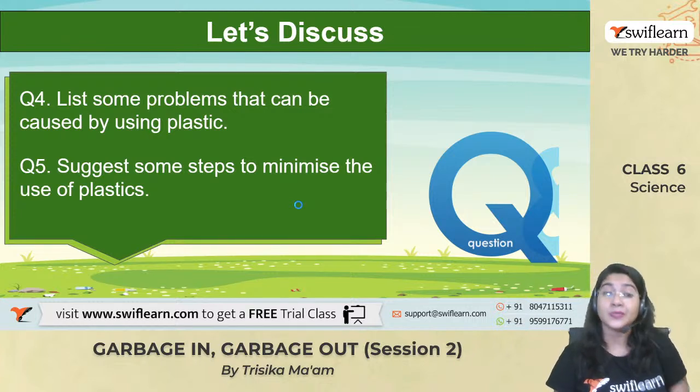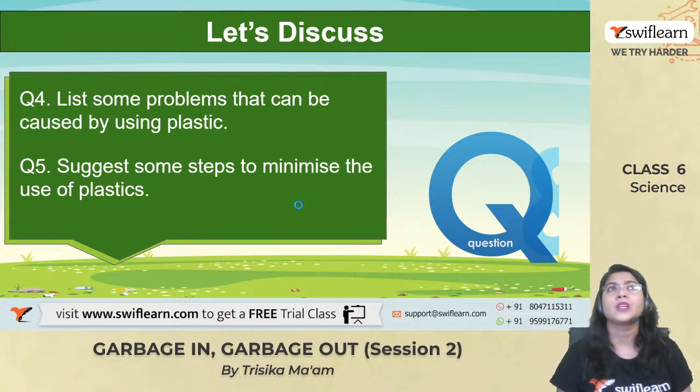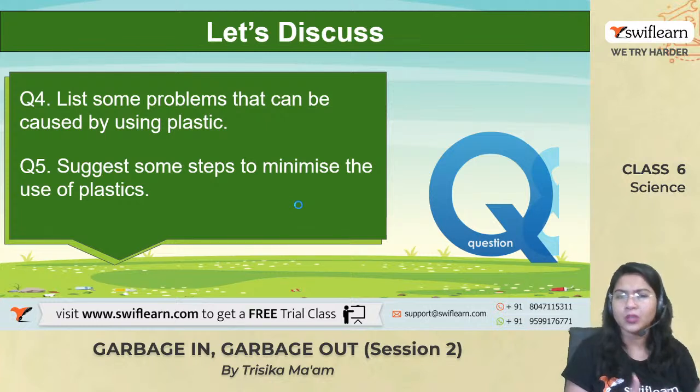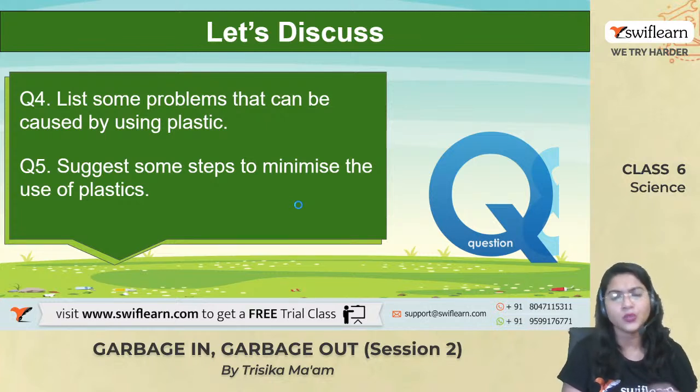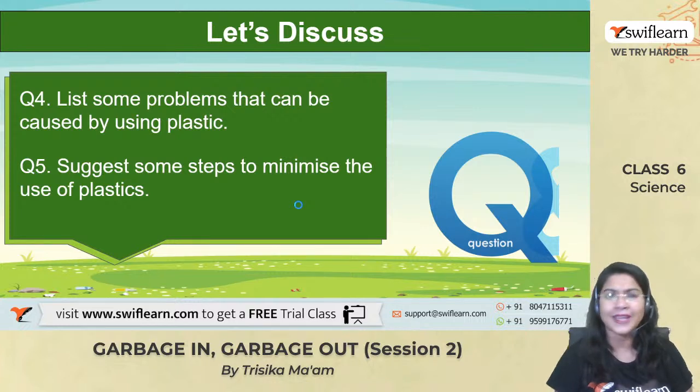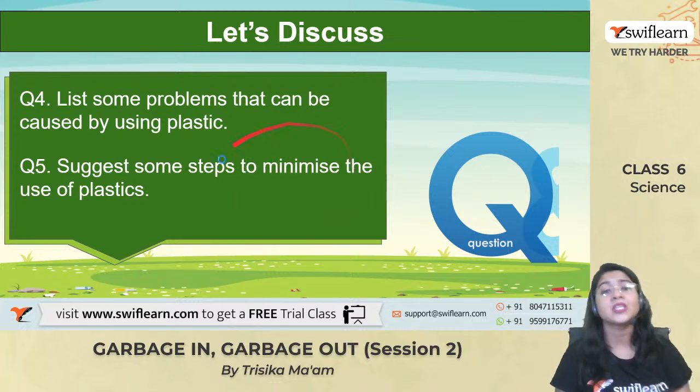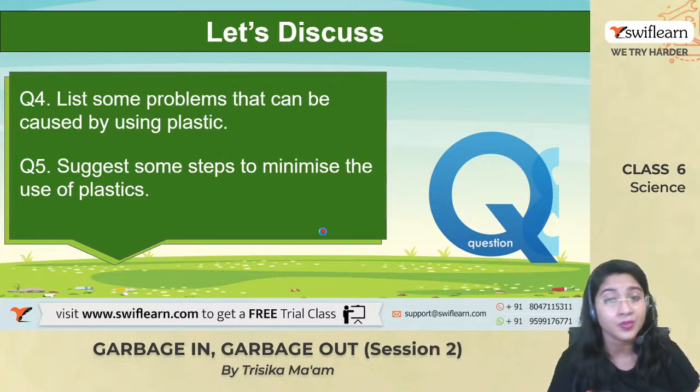Some of the steps to minimize the use of plastic are, first of all, we can use bags made of cloth, jute, or paper for buying anything from the market. Instead of using plastic bags, we can carry our own bag to the market and take the items within our bags only, avoiding plastic bags, right? Or we can make different items out of plastic, or reuse plastic bags again and again. So these are the different steps to minimize the use of plastic.